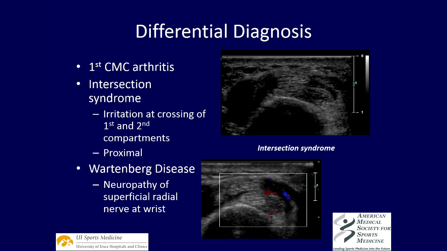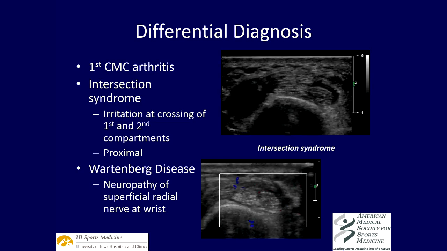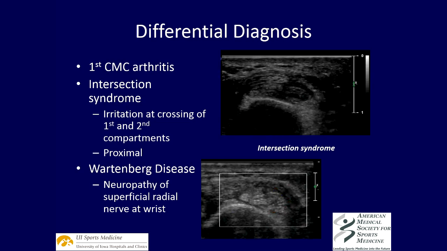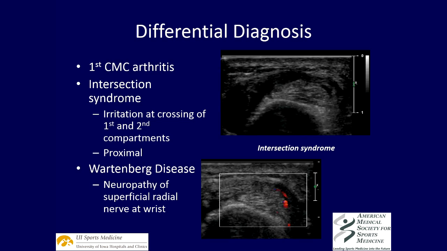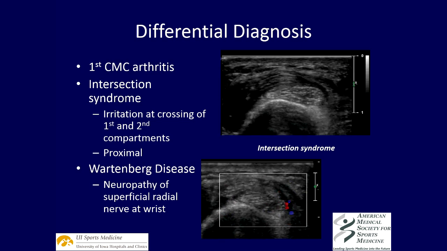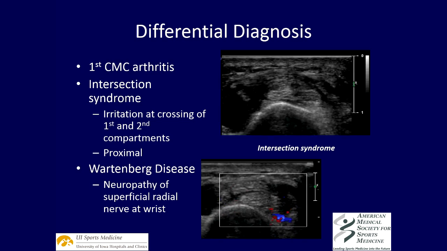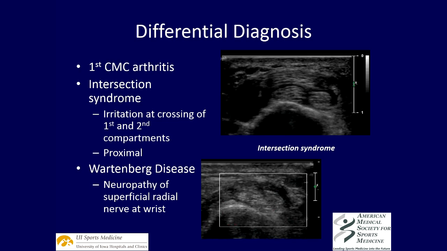Your differential diagnosis for pain over the first dorsal compartment includes first CMC joint arthritis, as well as intersection syndrome and Wartenberg disease. Intersection syndrome typically refers to the crossing of the first and second dorsal compartments, which is proximal to the pain typically associated with de Quervain's.